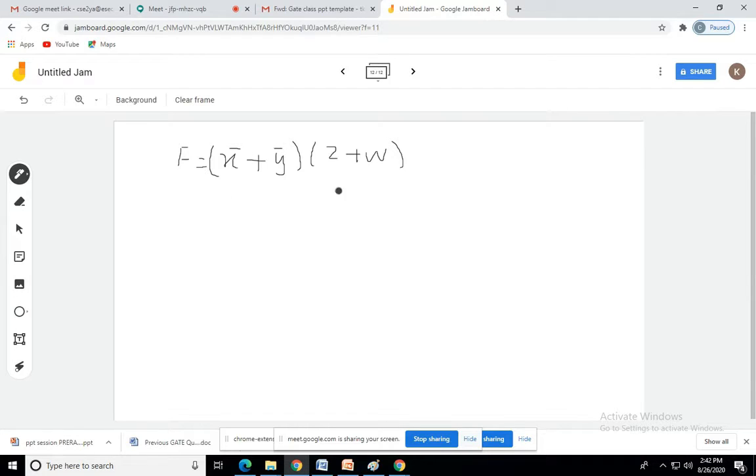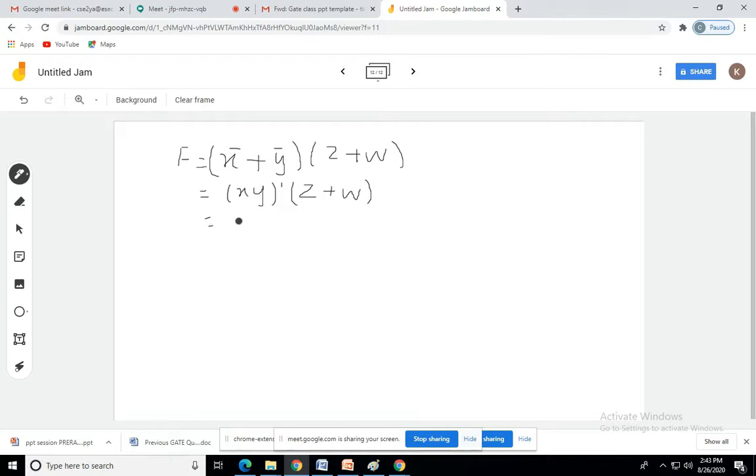Here the expression is in the form of product of sums. So we convert this product of sums expression into sum of products. How will we convert this? We can write like this by applying De Morgan's law: x' + y' can be written as (xy)', into (z + w).